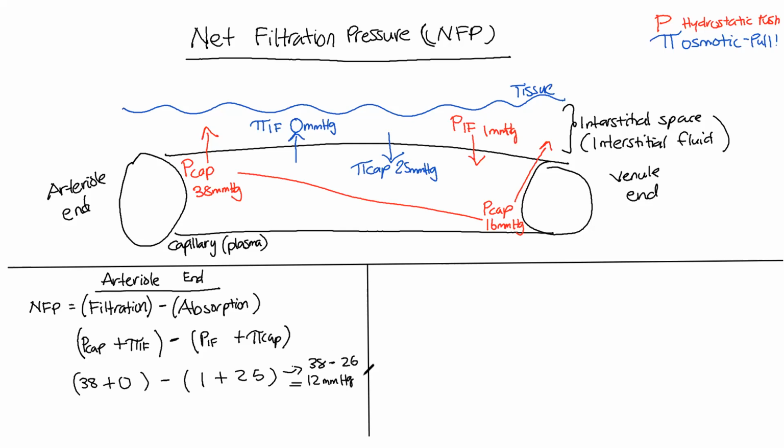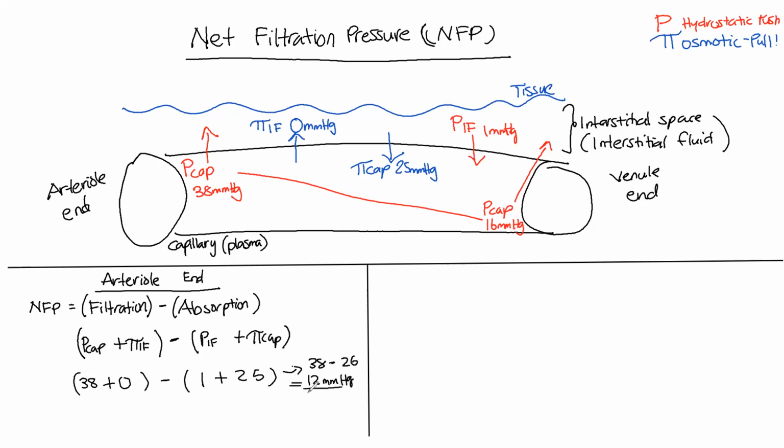Someone's asking where the 16 goes. Excellent question. We're not looking at the 16 yet. We're starting with the arterial end calculation, so we're only looking at the pressures here. And then we're going to calculate the venule end in a bit. Really good question. So 12 millimeters of mercury is our answer.